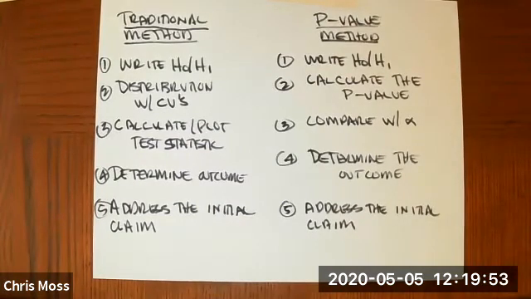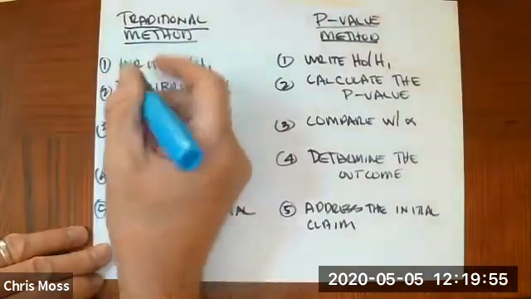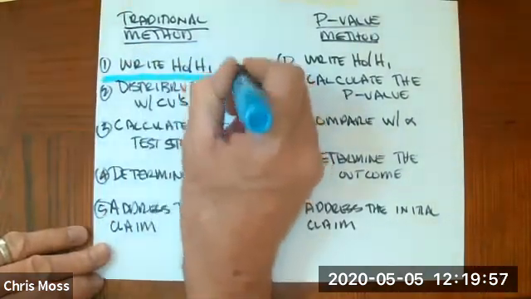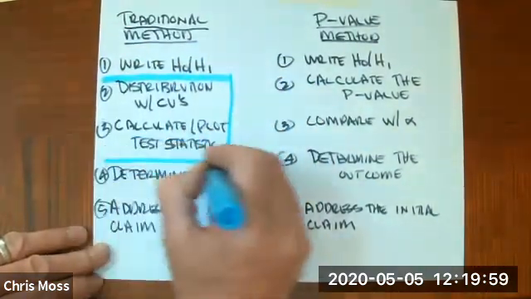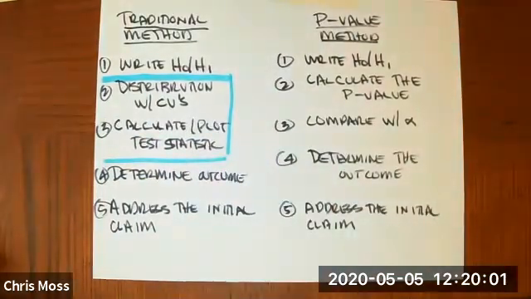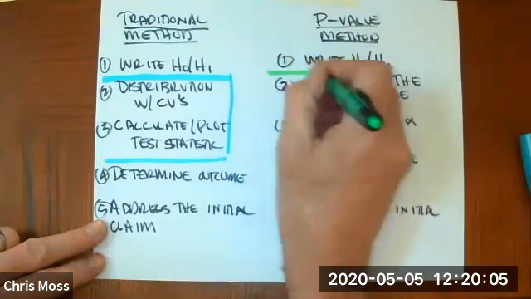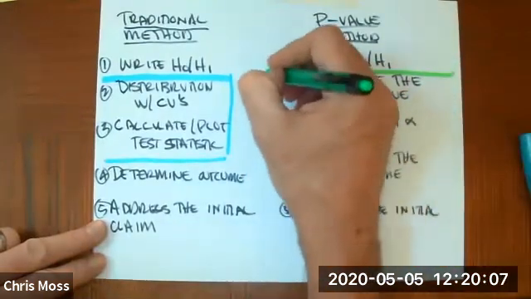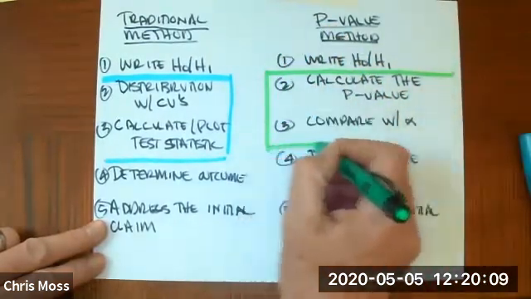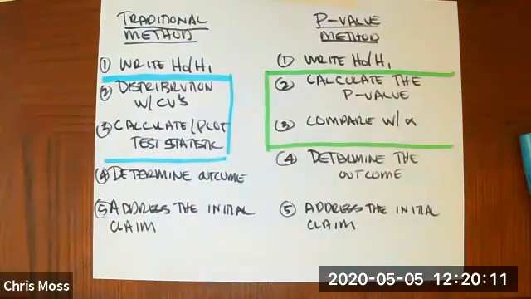I will point out that step 2 and step 3 in the traditional method are a bit different than step 2 and step 3 in the p-value method, but that's really where they differ. And I'll remind people that if you go back and take a look at the discussion of the p-value, you'll see that the p-value and the test statistic have a lot to do with each other. Other than that, it's pretty much identical because you are answering the same question.